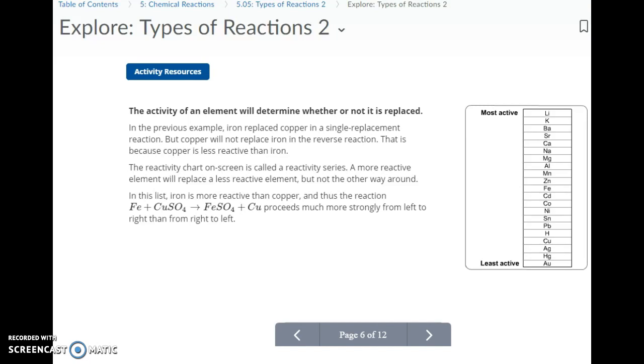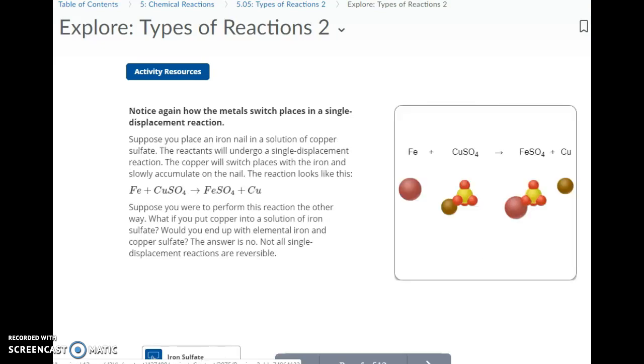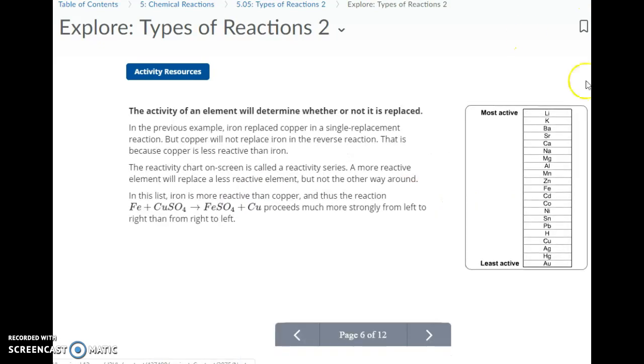The activity of an element will determine whether or not it's replaced. So here I said you're not expected to know if the iron and copper would trade places if you start out with this as your reactants. However, there is a table that tells you. In the previous example, iron replaced copper in a single replacement reaction, but copper will not replace iron in the reverse reaction. That is because copper is less reactive than iron.